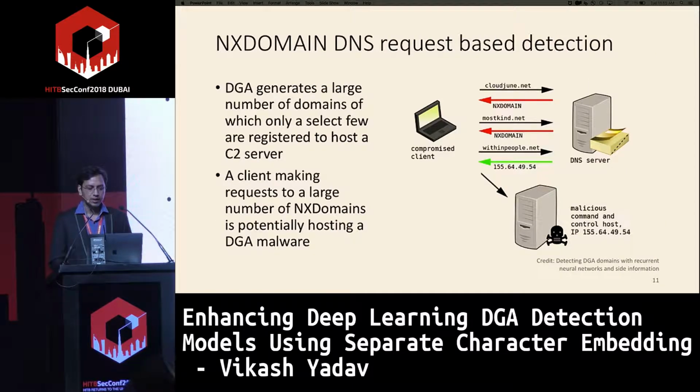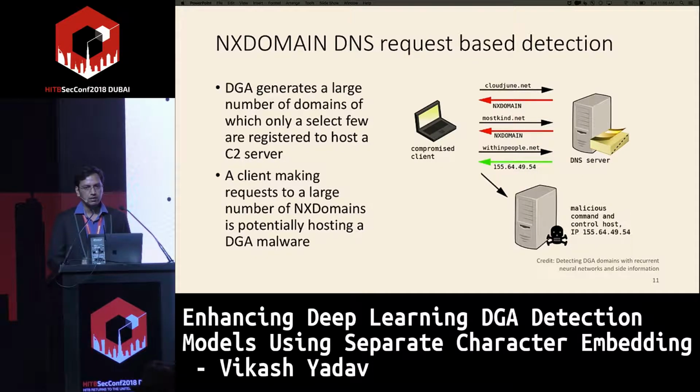NXDOMAIN DNS request-based detection. As I mentioned, DGA is a small program that generates a large number of these domains, and the hacker only registers a selected few of those domains. So the malware has to query the DNS to identify which of those generated domains are actually registered. And once it finds a domain that's registered, it's going to use that domain to start communication with the C2 server.